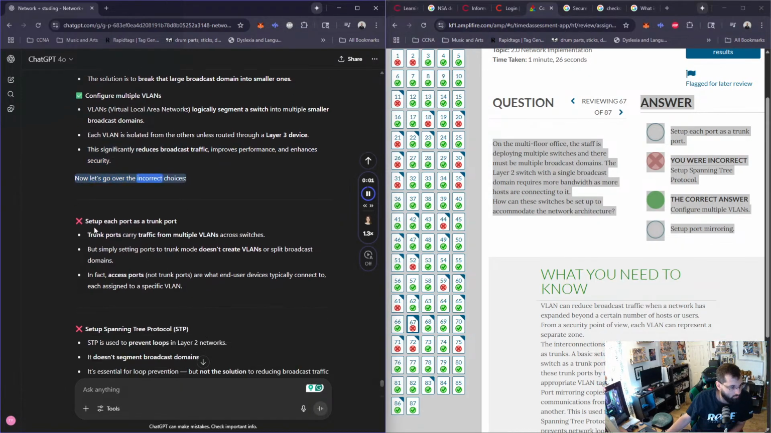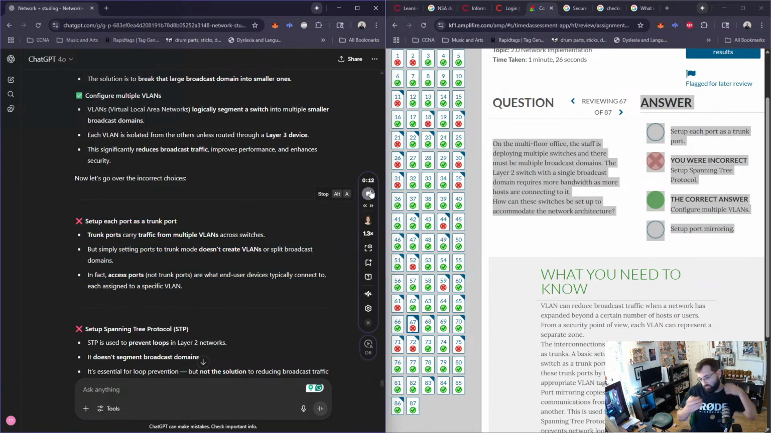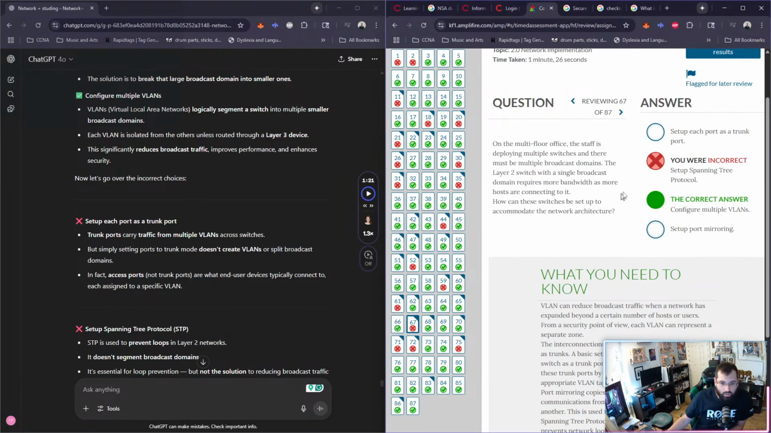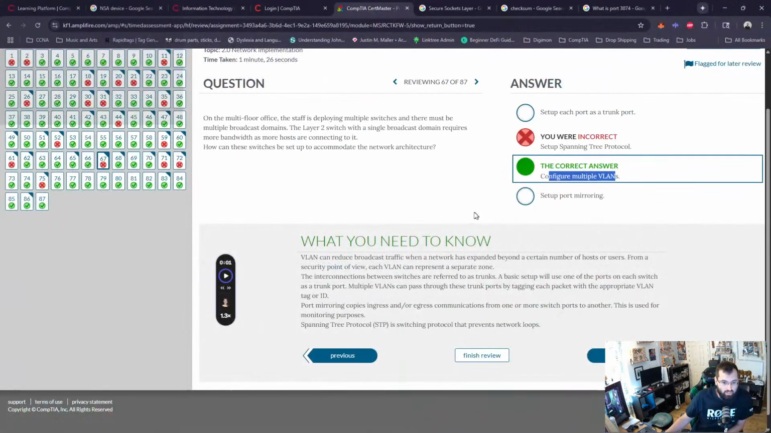Now let's go over the incorrect choices. This is the one. Set up each port as a trunk port. Trunk ports carry traffic from multiple VLANs across switches. But simply setting ports to trunk mode doesn't create VLANs or split broadcast domains. So that's the answer. In fact, access ports, not trunk ports, are what end-user devices typically connect to, each assigned to a specific VLAN. So setting up a trunk port doesn't matter if we don't have VLANs. That's why it's not the answer. And that's why this is.